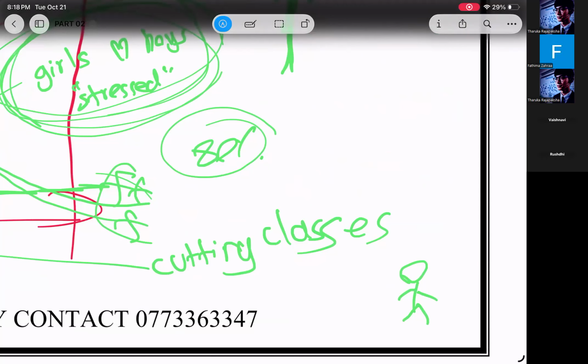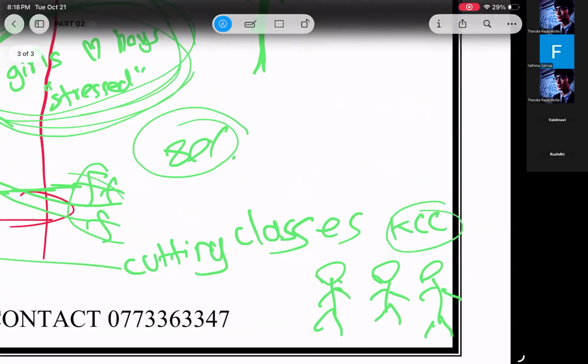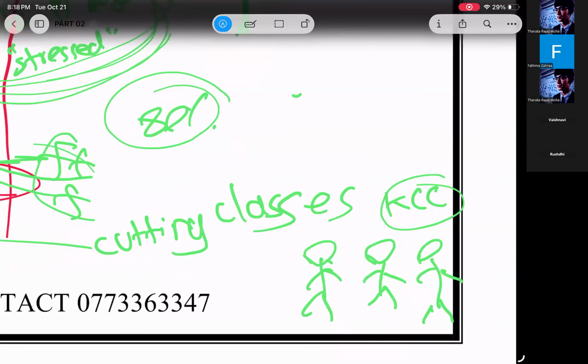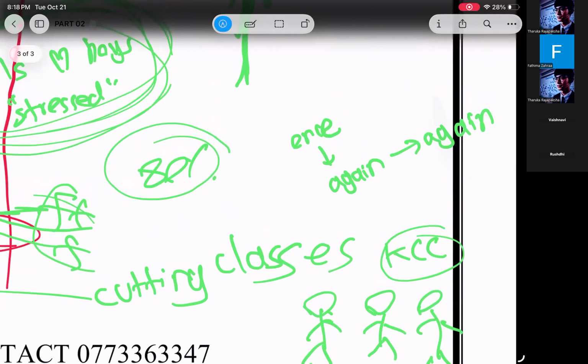Oh my God, you and your friends cut the class and go somewhere. You cut the class and go to KCC, or if you are in Kandy you'll go to KCC. In Colombo, you will go somewhere else. So you do this. If you do it once, you'll do it again, and again, and again. So this cycle continues and you don't have any notes in your hand.